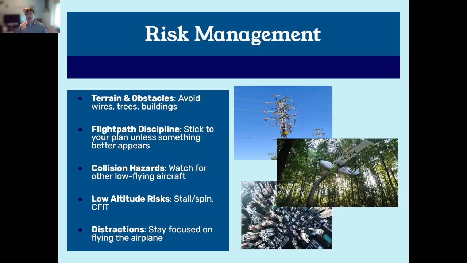All right, now let's talk about some risk management. What are some risks that might come with doing an emergency approach to landing? Well, you have to worry about your terrain and obstacles. If we're going near a road, there might be wires. If we're out in the field, there could be trees. There also could be trees near a road, or there could be buildings out there. You never know what terrain and obstacles might be around, so make sure that you pay attention to those.